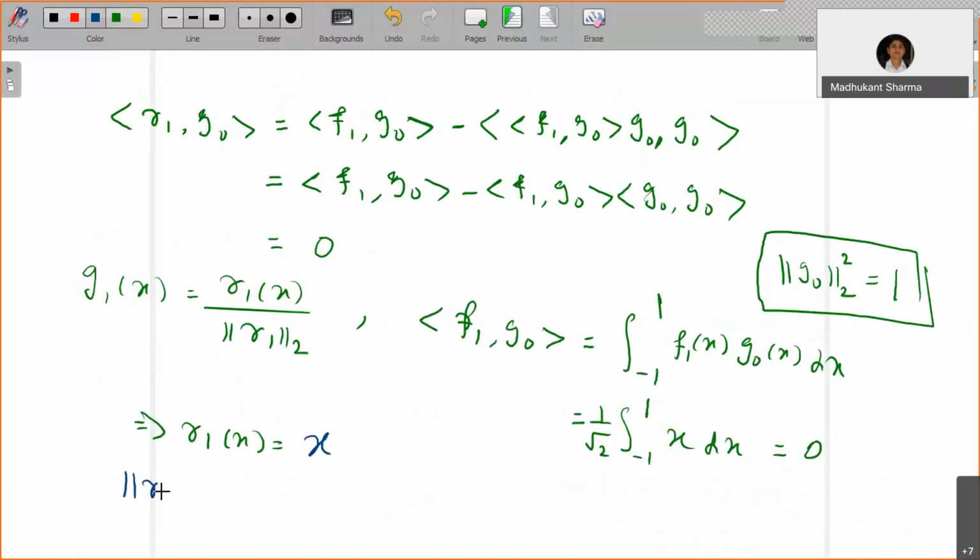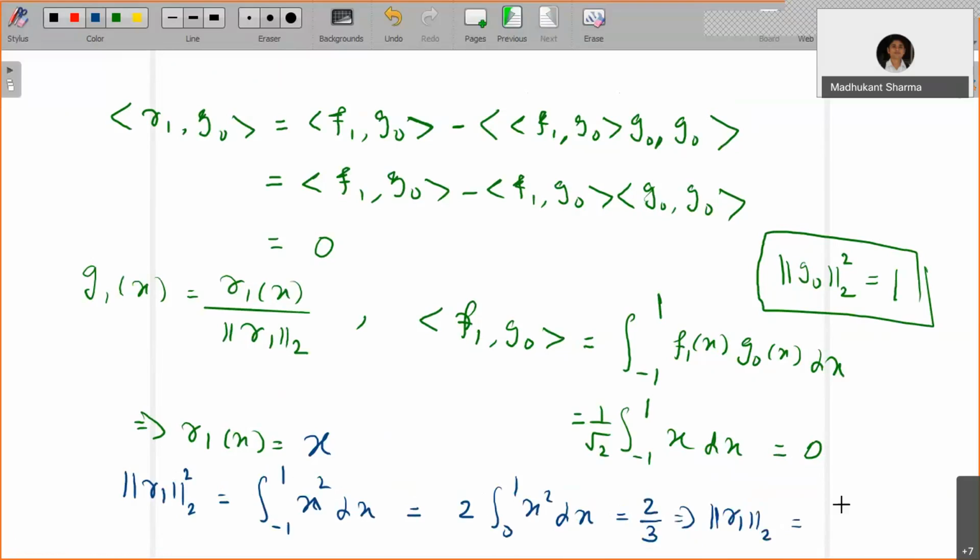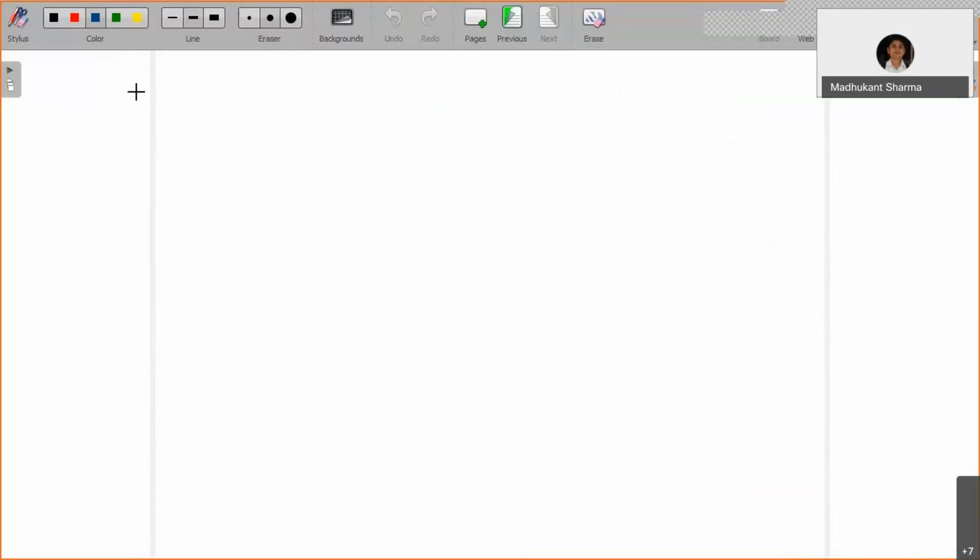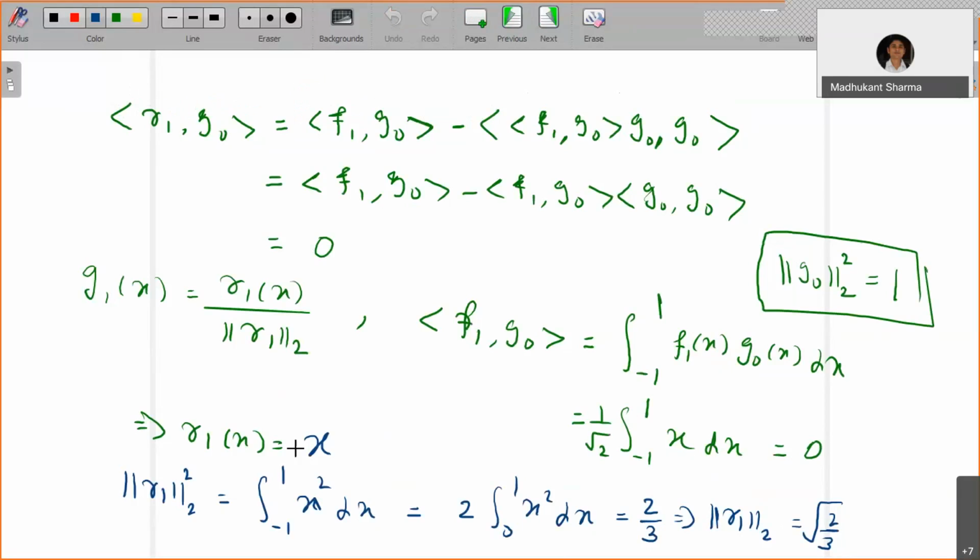Now you can find the norm of R1 squared, which is the integral from minus 1 to 1 of x squared dx. That equals 2 times the integral from 0 to 1 of x squared dx, by the definite integral property. So you have 2 by 3. This implies the 2-norm of R1 is the square root of 2 by 3. So what is G1 now? G1 of x is equal to the square root of 3 by 2 times R1, that is x. So square root of 3 by 2 times x, because it is in the denominator.